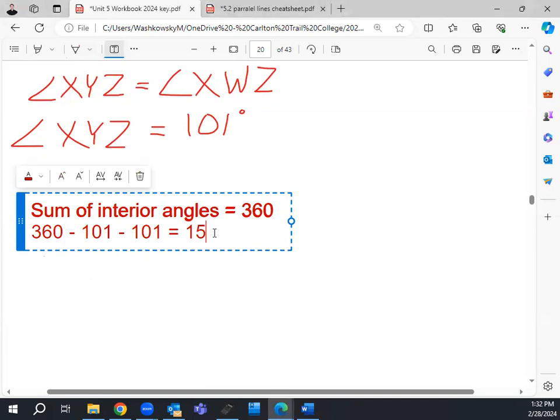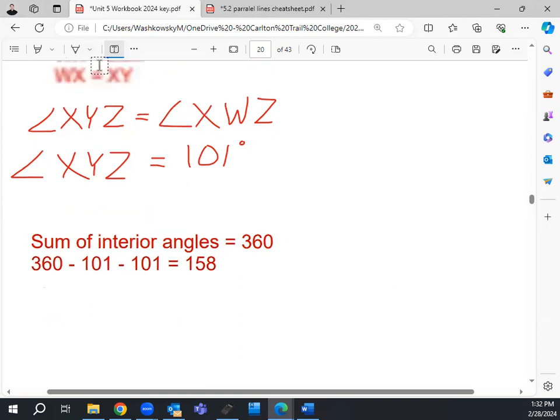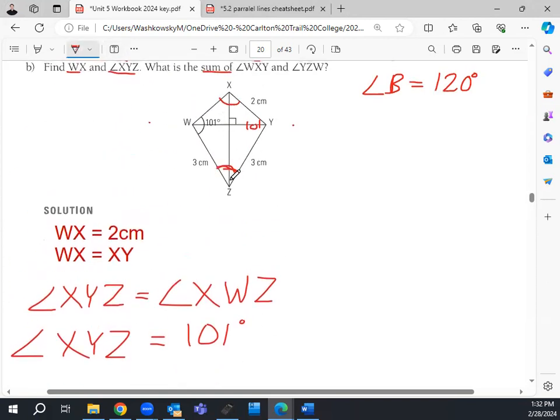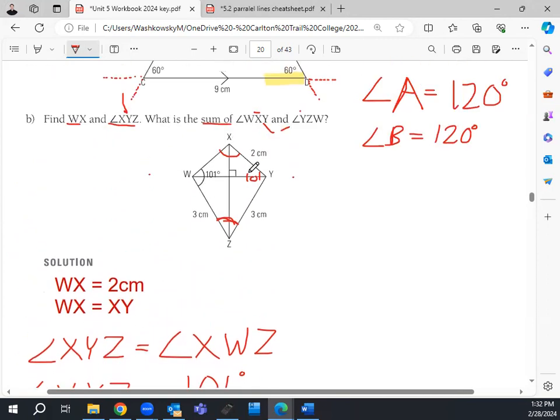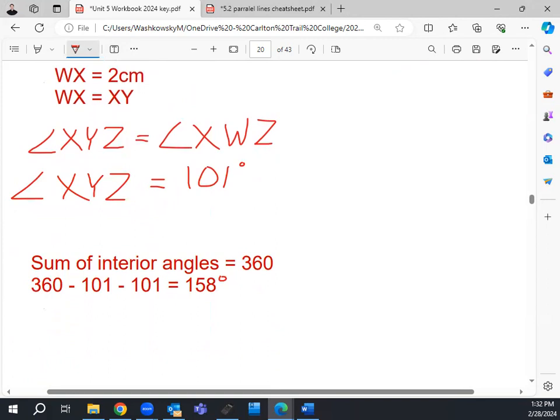That'll give you 158 degrees. It's not asking me to find each separate one. It just wants to know the sum of these two. Both of these combined is 158 degrees. So I took what I know, that all four need to add to 360, and I subtracted the ones I did know to find what I did not. You can always use what you have in there to find what you're missing.